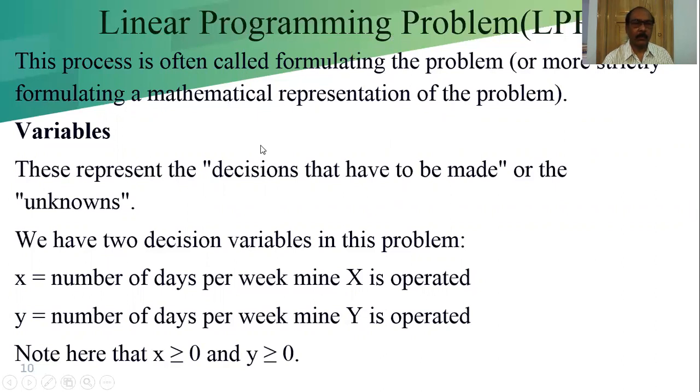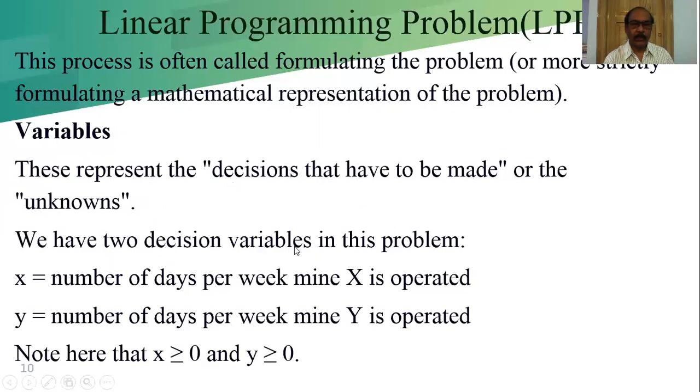Variables. First, we have to take the decision variables. What are the variables? Variables are the unknowns to us. We have to find out their values, and out of the values of x, one or more will give us the optimum value of the objective function. So these variables, or decision variables, are known as the unknowns.